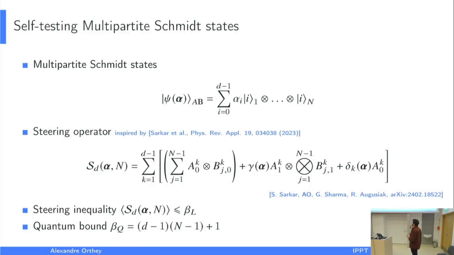So the steering operator that we are going to use for that has this shape. You have to put all the measurements together. This expression comes from previous expressions. We can calculate the classical bound. We can calculate the quantum bound.